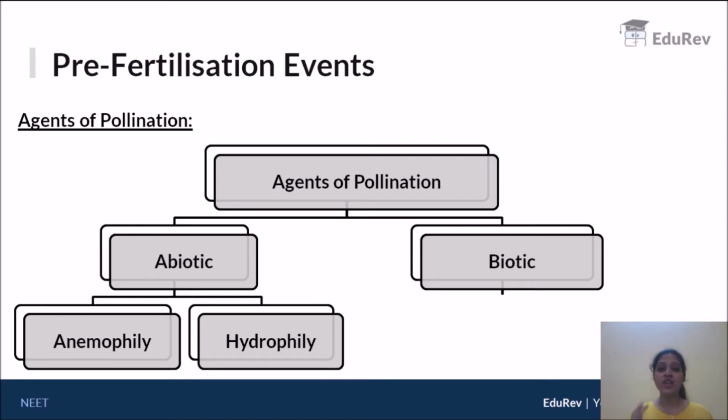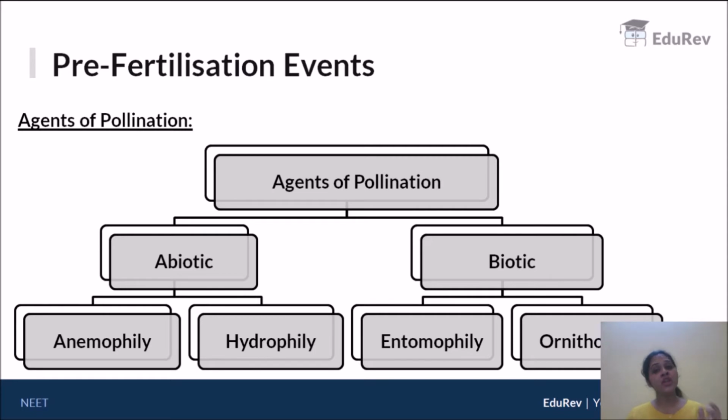Biotic agents are generally animals, of a variety of different types that can help. But generally speaking we study entomophily and ornithophily. Entomophily implies insect pollination, which is the biggest help when it comes to pollinating agents. And you have ornithophily, which implies bird pollination. One must not confuse bird and bat pollination, because remember, bats are mammals. So here we're very specifically referring to bird pollination.